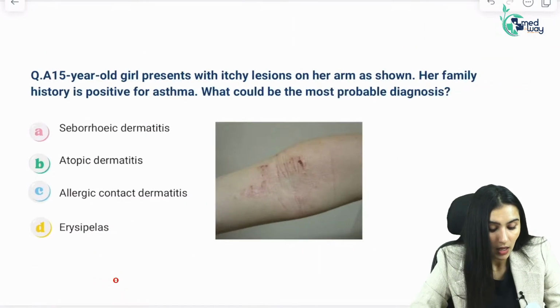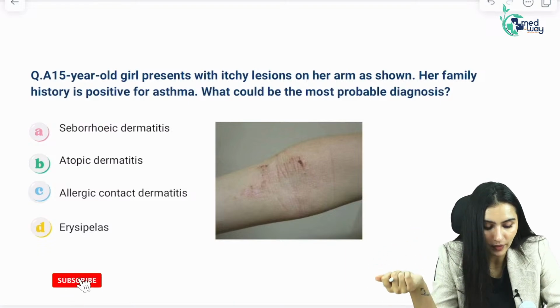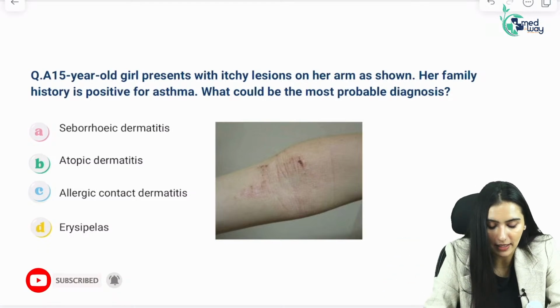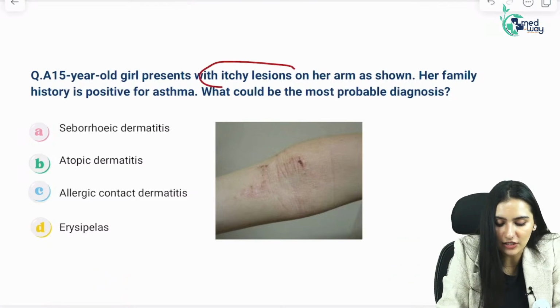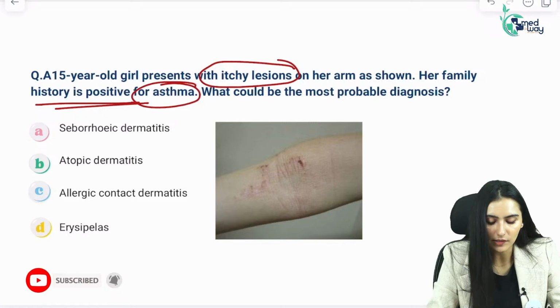Okay, a 15-year-old girl presents with itchy lesions on her arms as shown. Her family history is positive for asthma. Which of the following is a probable diagnosis? Firstly, there are itchy lesions. Secondly, there is a family history of asthma. Okay, what is the probable diagnosis?